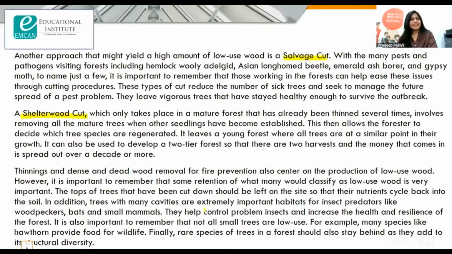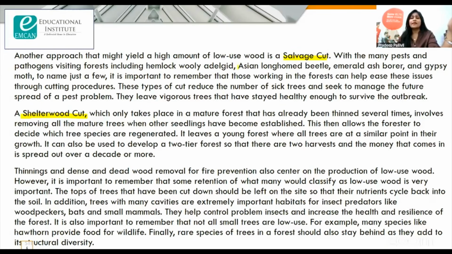Okay, so let's go to the next part. This is about salvage cut. Another approach that might yield a high amount of low-use wood is salvage cut. With the many pests and pathogens visiting forests, including hemlock, woody agate.